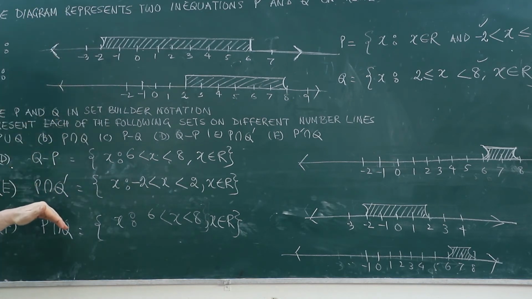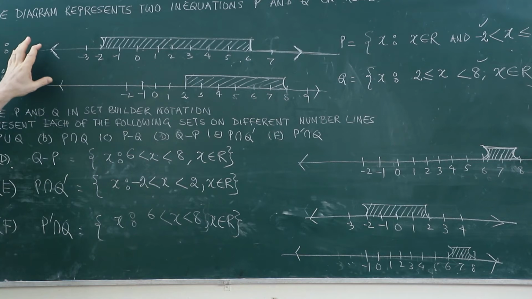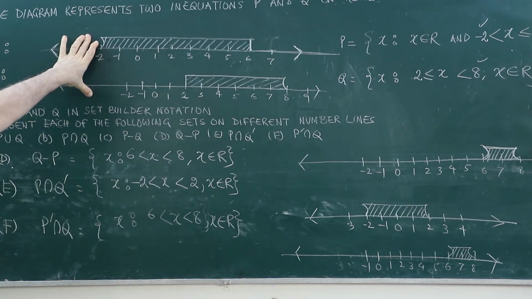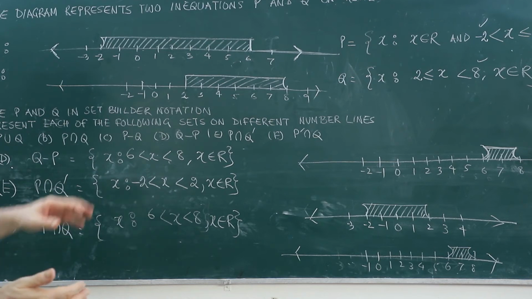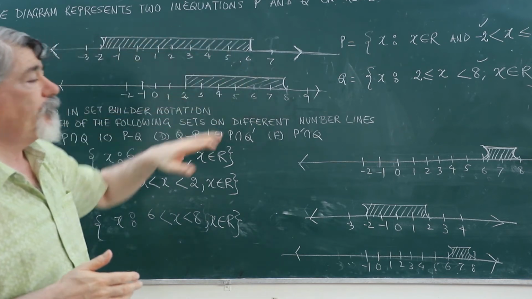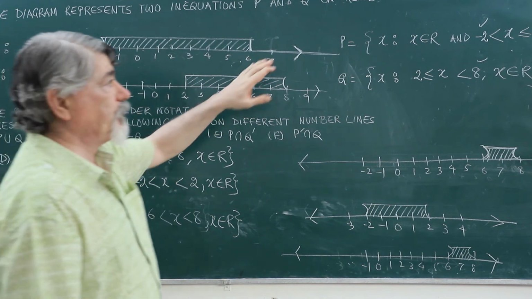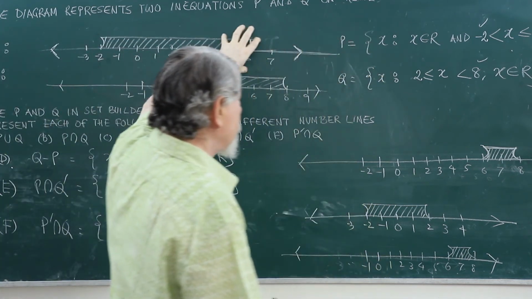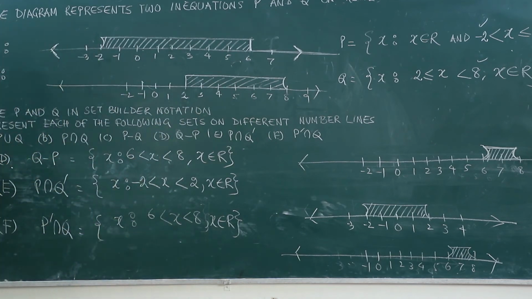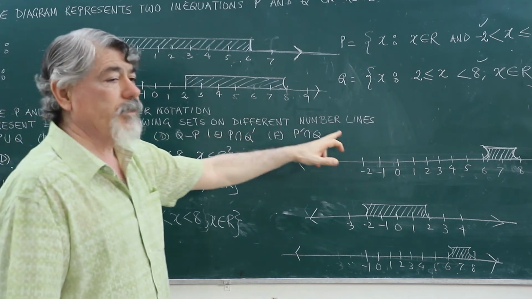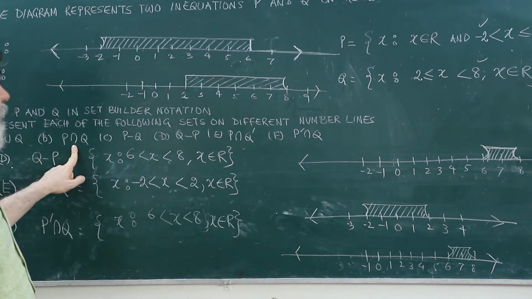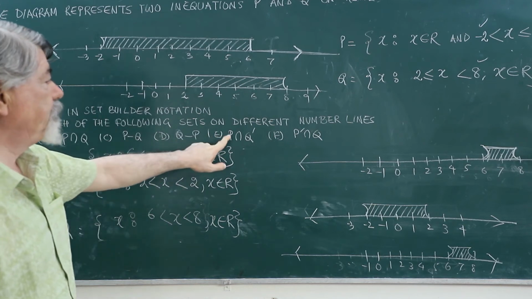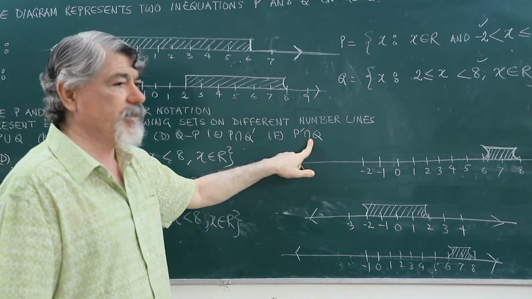This finishes your question number 1, in which he has given you the diagrammatic representation of P and Q. They have represented set P and set Q, or two inequalities, on the number line. We had to write them in set builder notation, which we wrote from here. Observing all this, he then said to represent each of the following sets on different number lines: P union Q, P intersection Q, P minus Q, Q minus P, P intersection Q dash, P dash intersection Q.